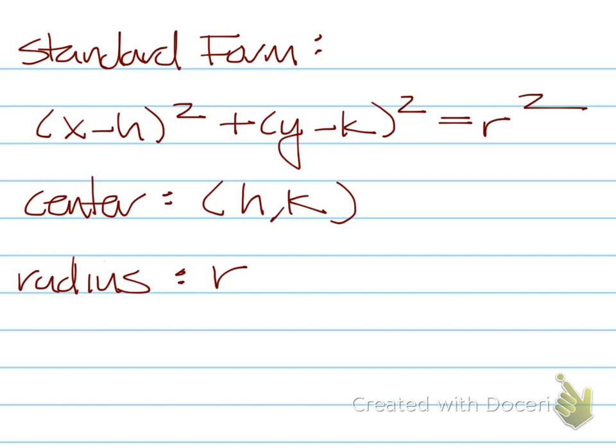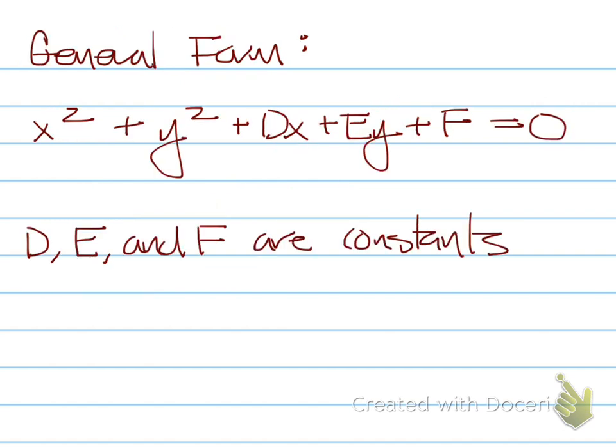Standard form of a circle is (x minus h) squared plus (y minus k) squared equals r squared, where (h, k) is the center and r is the radius. The general form of a circle is x squared plus y squared plus dx plus ey plus f equals 0, where d, e, and f are constants.